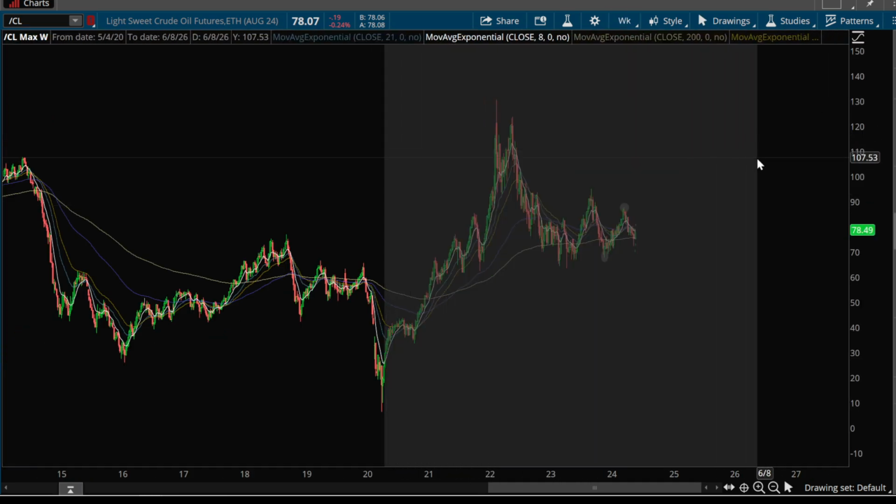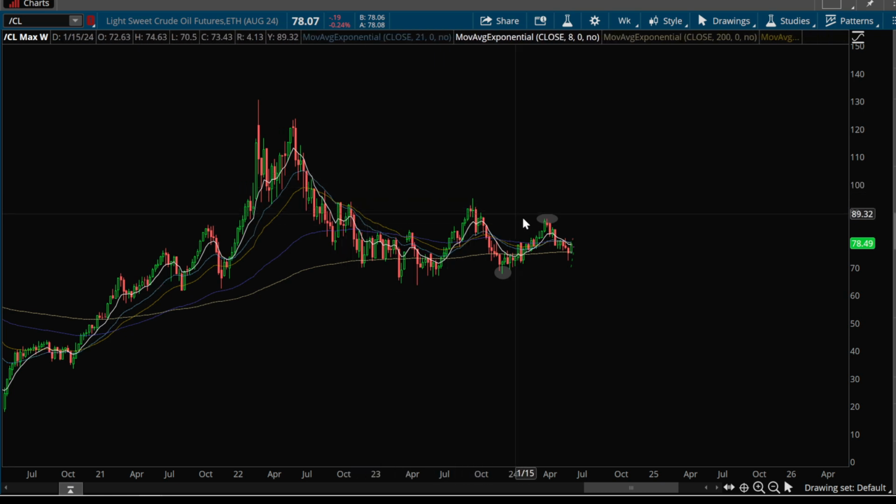So you're in a completely sideways contracting market. It could go either way. There's nothing very high probable if you're a swing trader in oil, in my opinion.